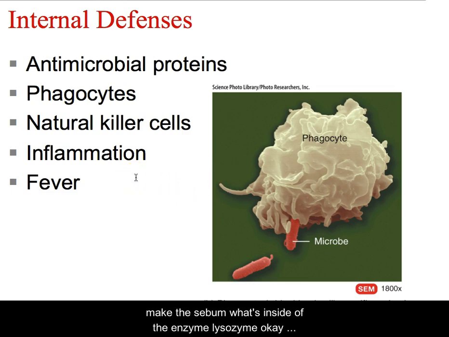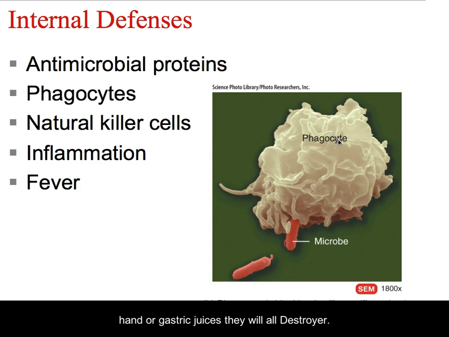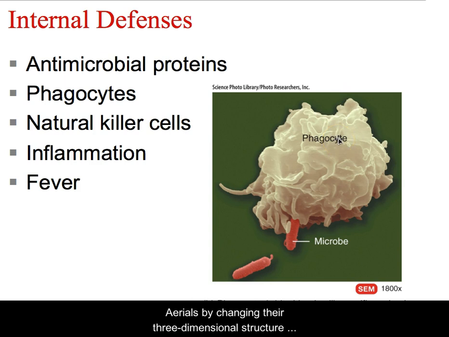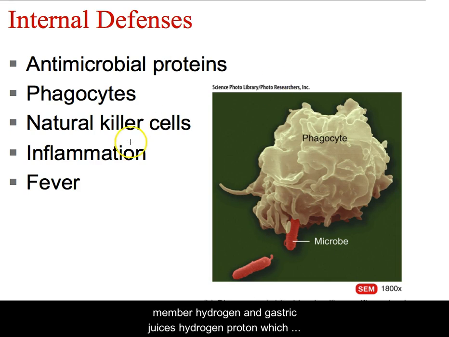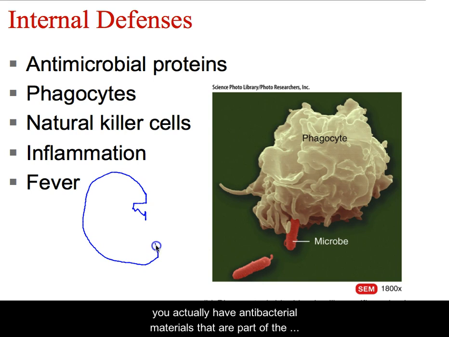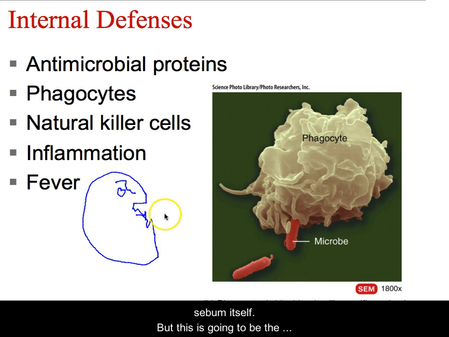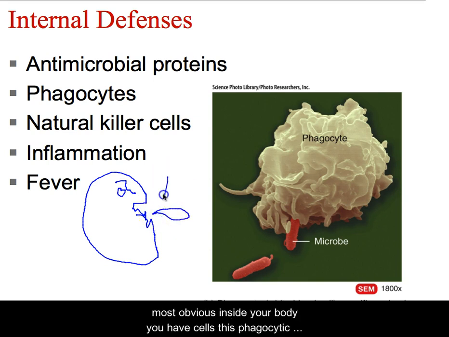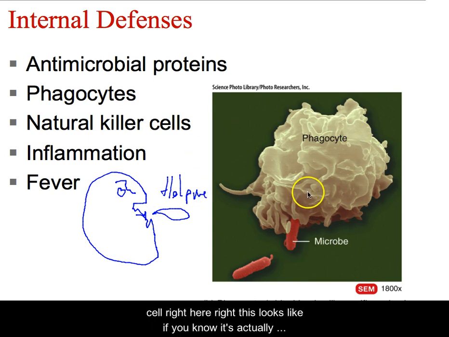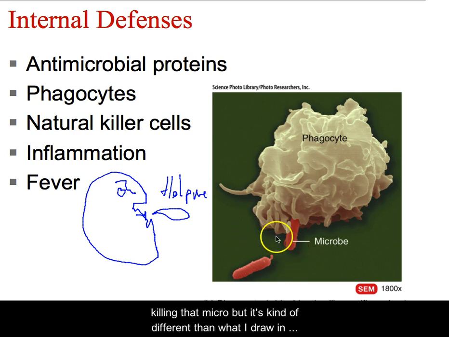Inside your body, you have cells, this phagocytic cell right here. It looks like it's actually killing that microbe. And it's kind of different than what I draw in class, where I draw something that looks like this, rah, rah, rah. You got the rah, rah, rah mouth there, and the big eye, and the hairy, furry brow, and here's the poor bacteria that's saying, help me. But take a look at what's happening here. There's the microbe, there's the phagocytic cell, it sends out the pseudopods, it ingests it, and it's killed it.